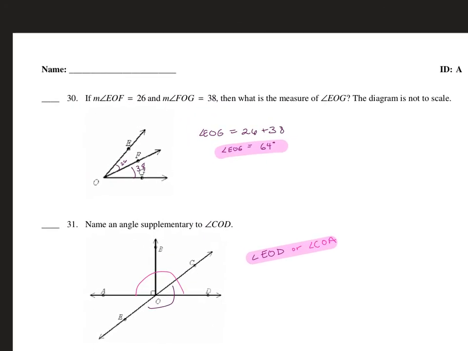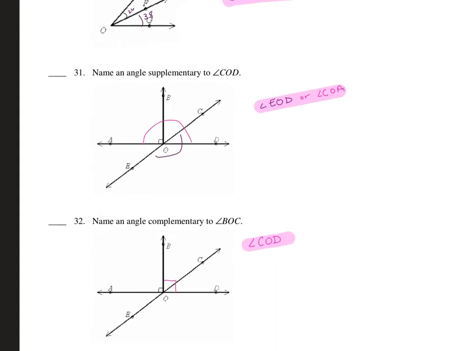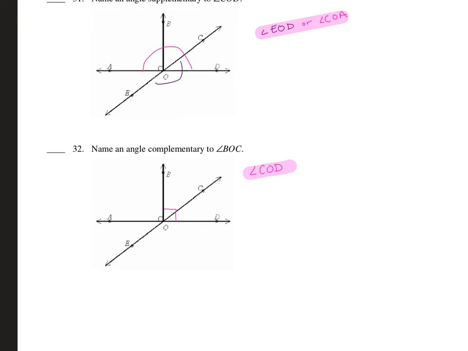30, if EOF is 26 and FOG is 38, then the big angle would be 64, angle addition postulate. 31, supplementary forms a linear pair, so you could either say EOD or you could say COA. 32, complements add up to 90 degrees, so this would be angle COD.